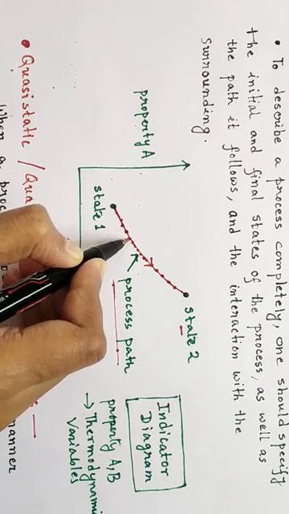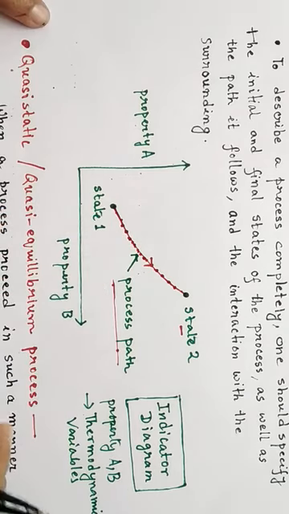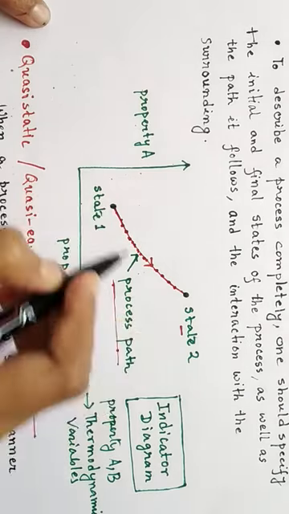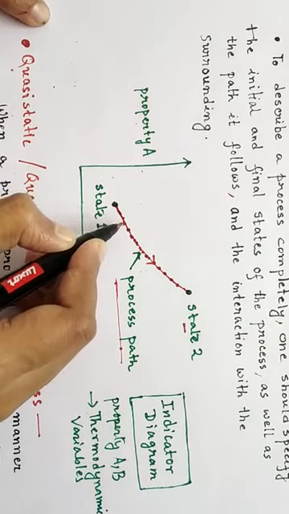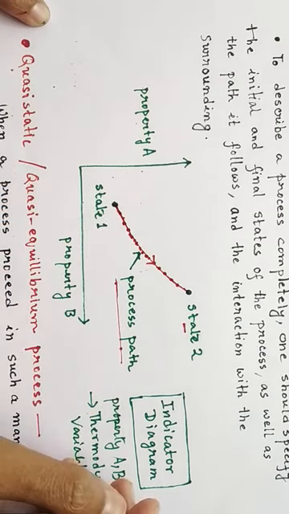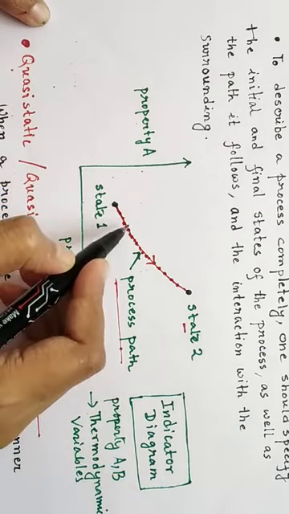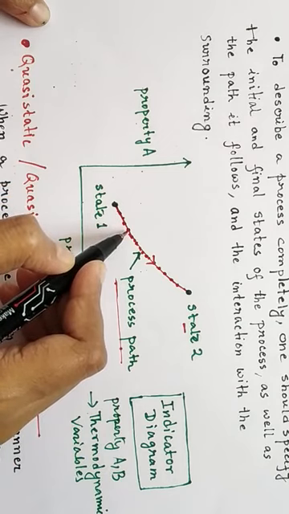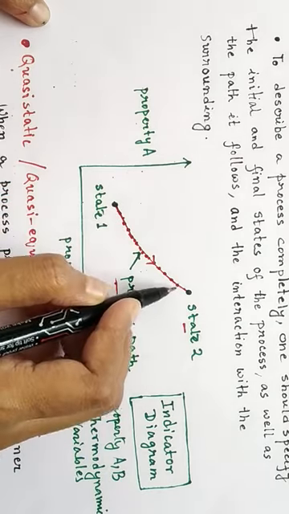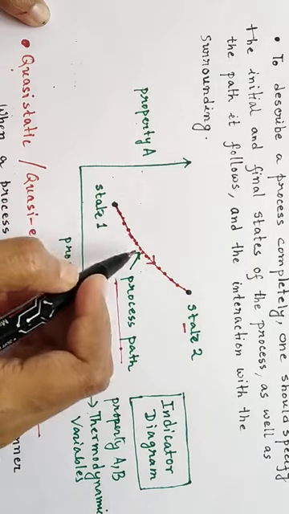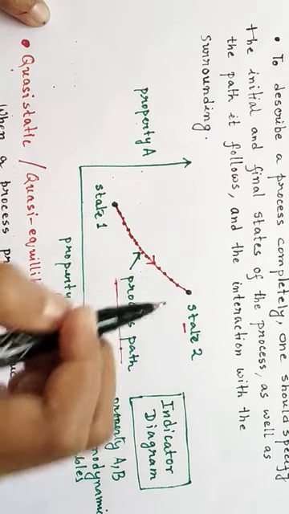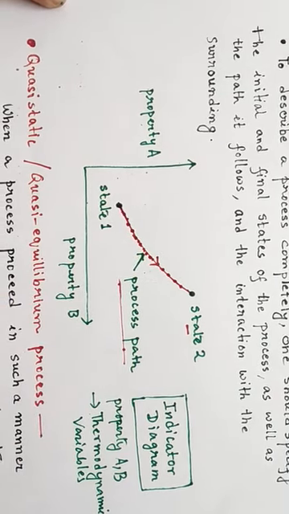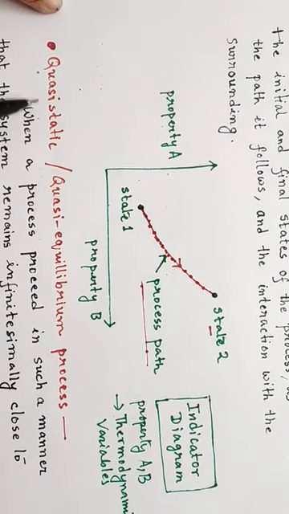So if every state is close to an equilibrium state, so state 1 and state 2 are the ultimate equilibrium states, they are completely in equilibrium, but all these intermediate states are not equilibrium states, though they might be very close to an equilibrium state. So if there is such a process in which all the intermediate states are very close to an equilibrium state, then such a process is called a quasi-static or quasi-equilibrium process.